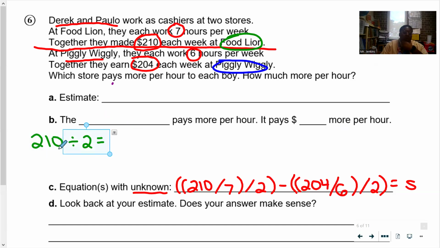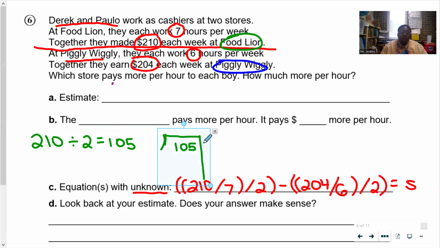Half of 210, well, half of 200 is 100. Half of 10 is 5, so that would be $105 per boy. Now, since they work 7 hours at Food Lion, I'm going to divide the $105 by the 7 hours that they work.